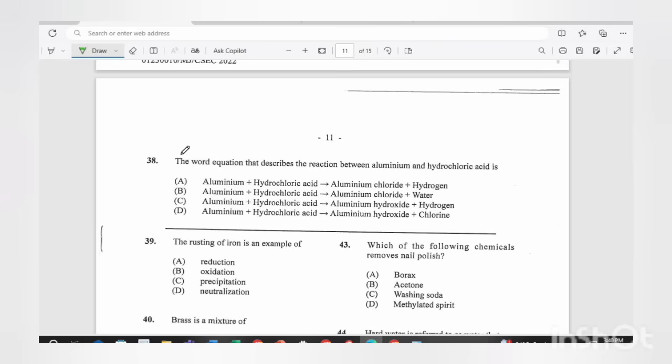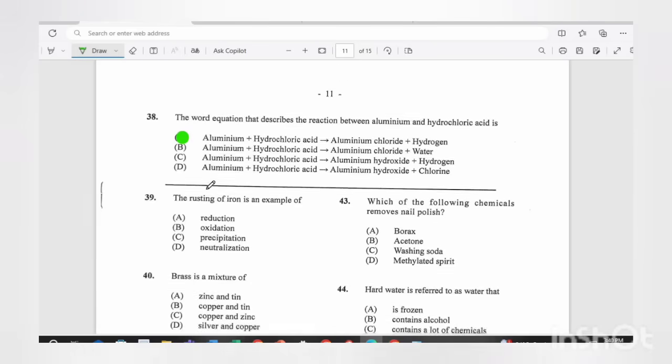Question 38. The word equation that describes the reaction between aluminium and hydrochloric acid is A. Aluminium plus hydrochloric acid gives us aluminium chloride plus hydrogen. And we don't need to go any further. This is our answer.